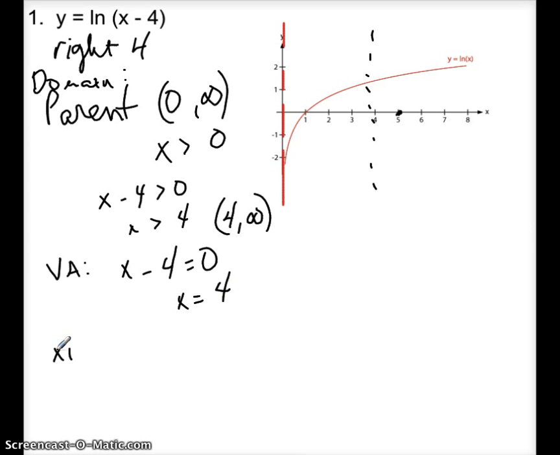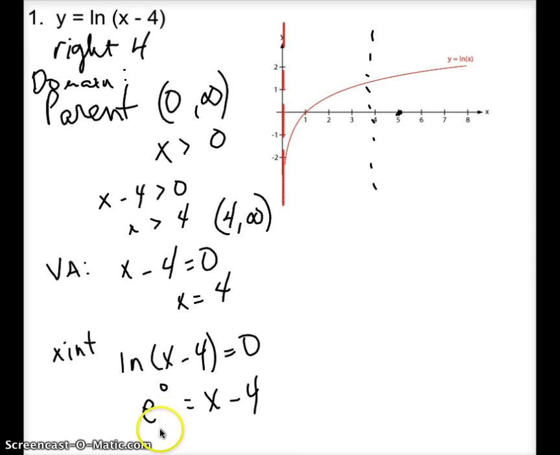And finally, the x-intercept. Our x-intercept we know is where y equals 0. So set our function equal to 0. The base of a natural log is e, so I will rewrite this in exponential form. e to the 0 power equals x minus 4. e to the 0 power is 1, and that is equal to x minus 4, and when we add 4, x is equal to 5.